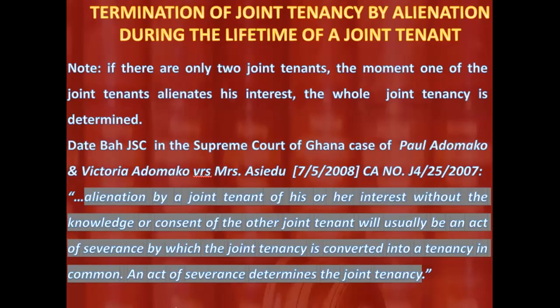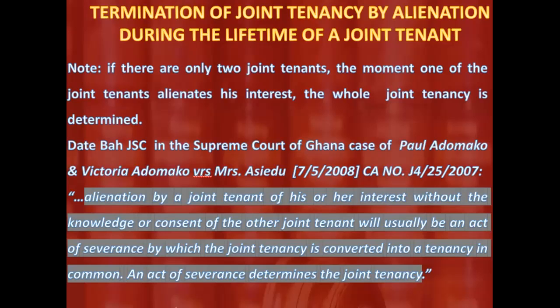It means that by your own conduct, you have shown that you don't want to have a joint tenancy. So even though there's no agreement, we can infer that these parties have partitioned each portion for themselves and they have fenced it. We are told that that is a way in which we can infer that the joint tenancy has been terminated.